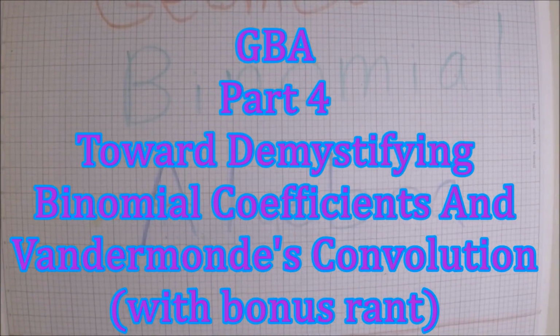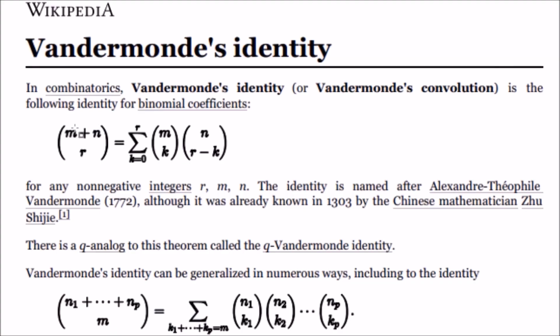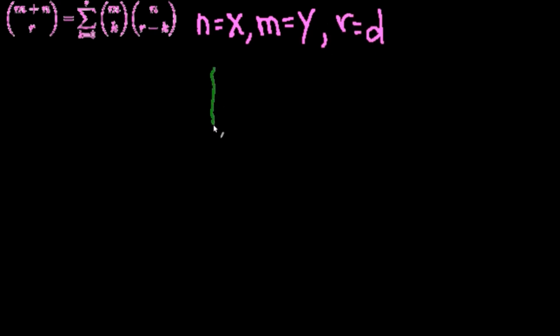We left off in part 3 observing that Vandermonde's convolution is a relationship of 3 variables. Not only is it a relation of these 3 variables, but it is a subset of a larger relationship involving 4 integer variables where binomials play. Let's rename these variables so that n equals x, m equals y, and r equals d, the degree of our polynomial.